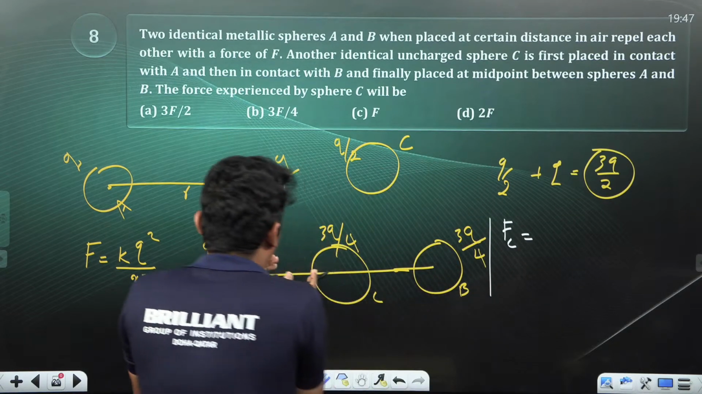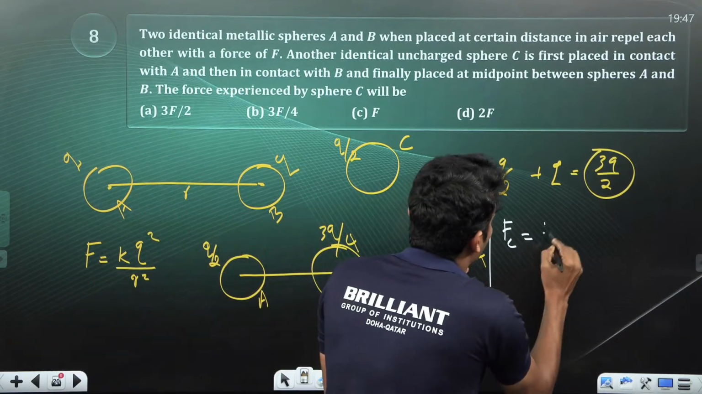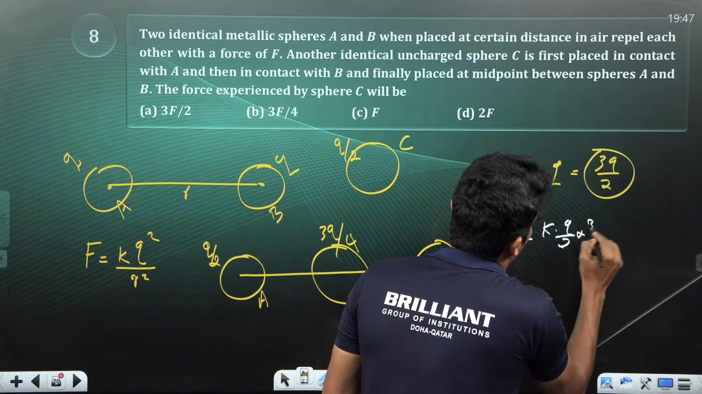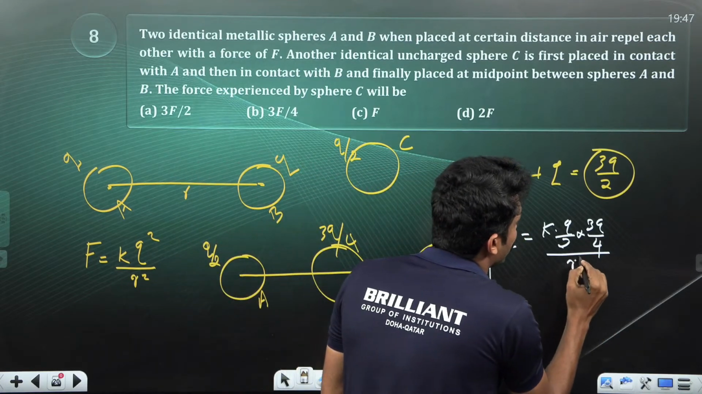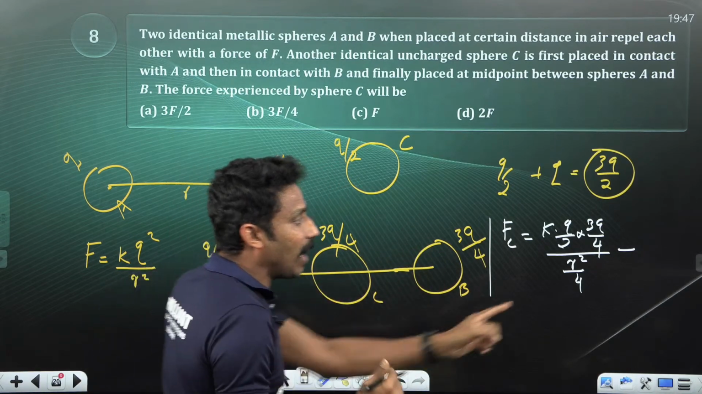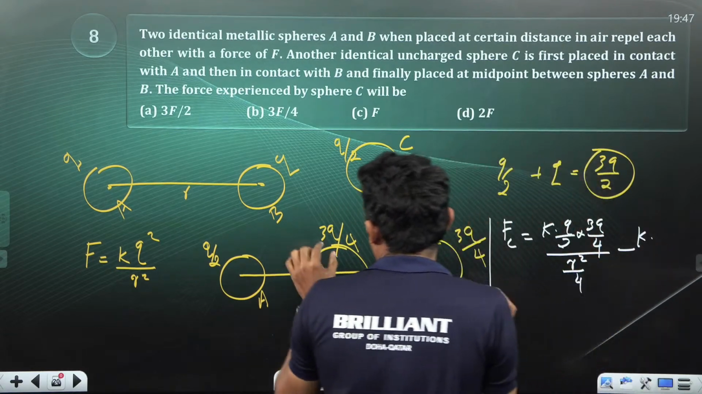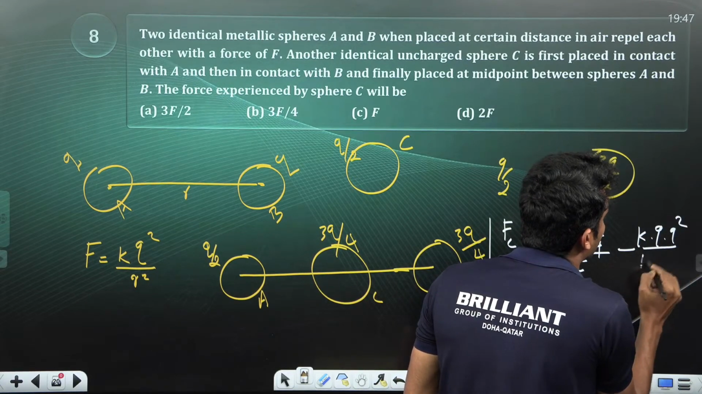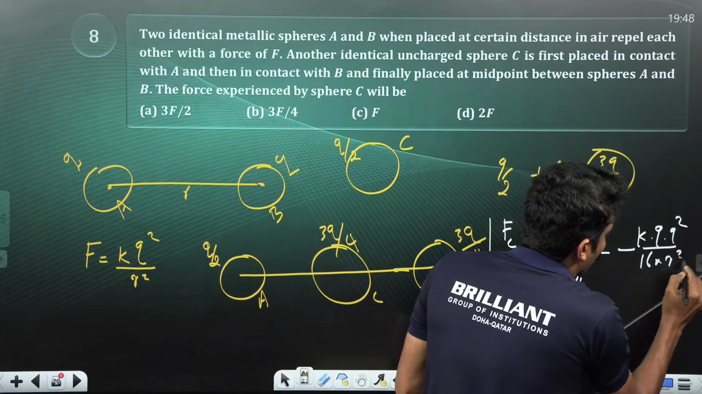The net force on C, FC, is equal to K into the product of charges, Q by 2 into 3Q by 4, divided by R by 2 whole square, which is R square by 4. The greater force is in this direction because this product is greater. Then the force between the other pair is in the opposite way, that's why I am putting minus here. Minus K into the product of charges, 3Q by 4 whole square, which is 9Q square by 16, divided by the separation square, which is R square by 4.